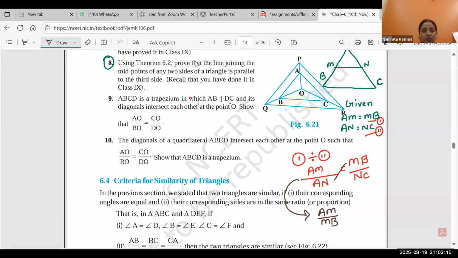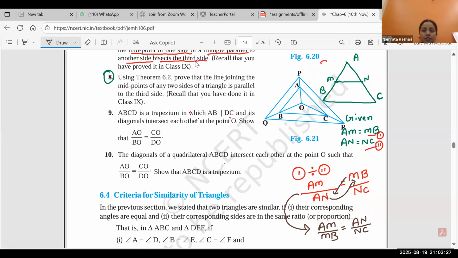Here I am taking over AM by MB, and AN I am shifting over there. Can we do so? Yes, ma'am. We can do so. Why did we do so? Because we got the ratio the same. See, AM by MB, AN by NC, and if the ratio is the same, then the line is parallel. Yes or no? Yes, ma'am. Is it making sense how we are proving the parallel condition?